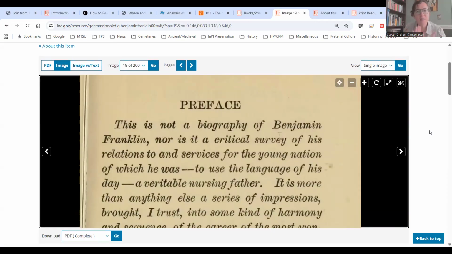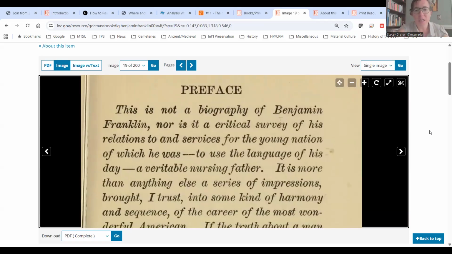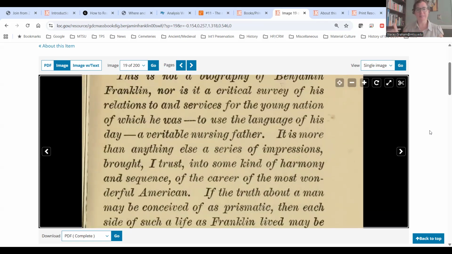This author says, "This is not a biography of Benjamin Franklin, nor is it a critical survey of his relations to and services for the young nation, of which he was, to use the language of his day, a veritable nursing father. It is more than anything else a series of impressions, brought, I trust, into some kind of harmony and sequence of the career of the most wonderful American."